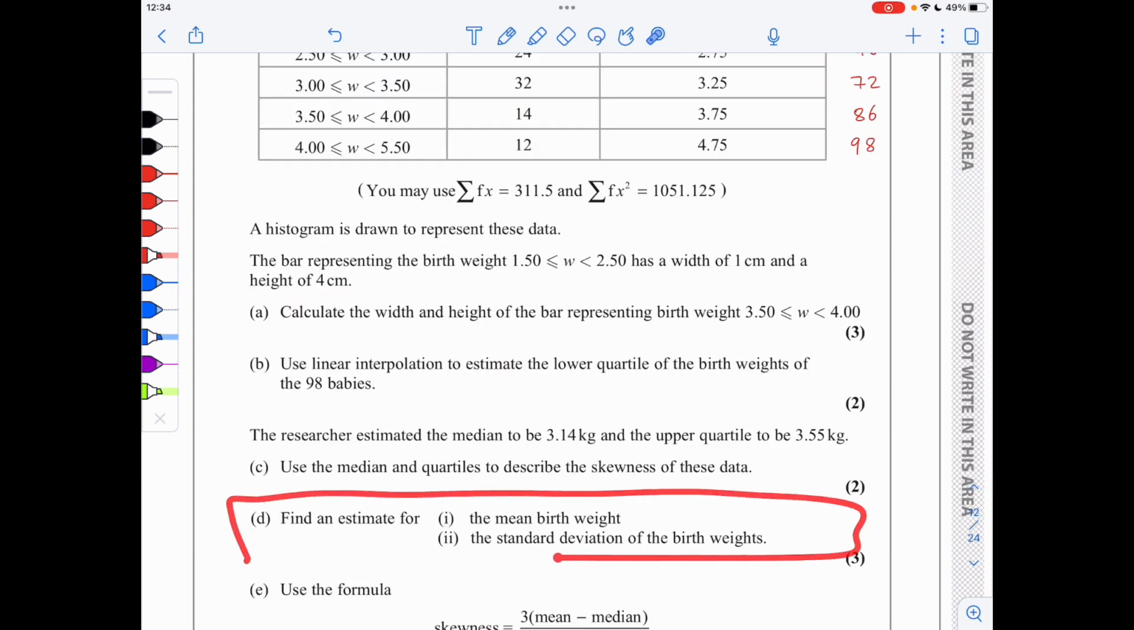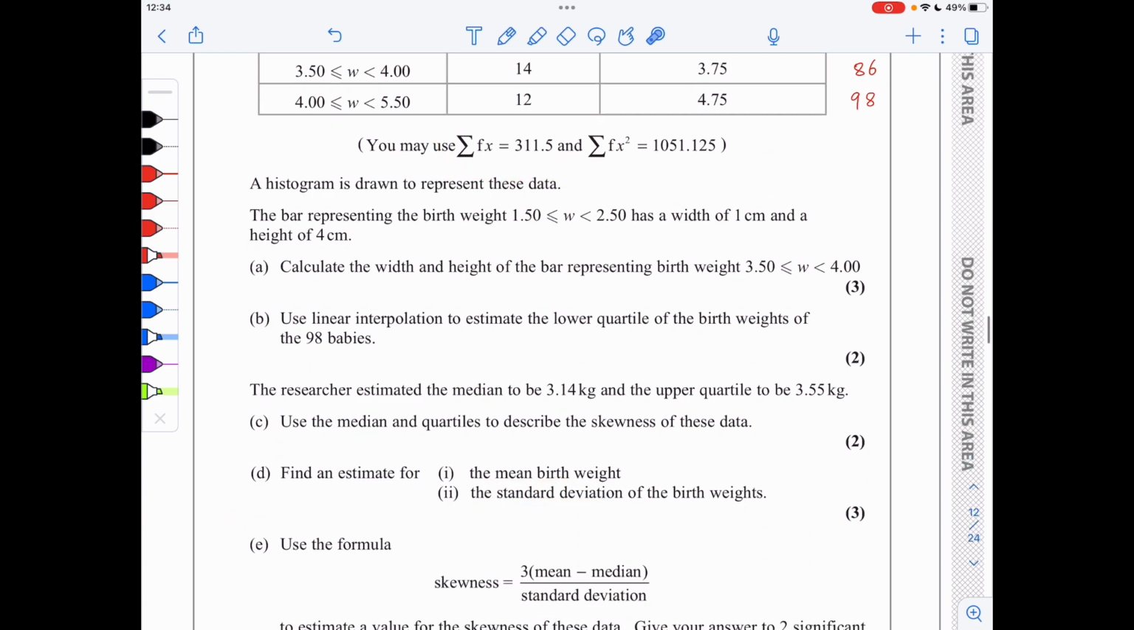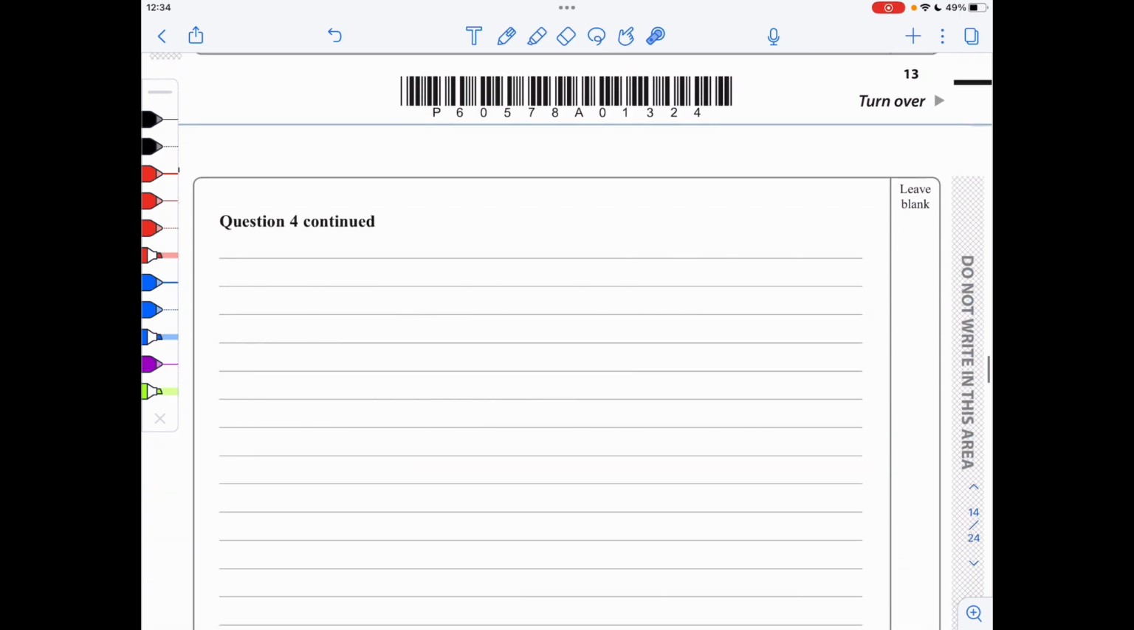In D, we need to estimate the mean and the standard deviation. We are given some information here. So we know that the mean, W bar, is given by the sum of the weights over the sum of the frequencies. So W bar is sum of FW over sum of F. This is 311.5 over 98. Which gives an answer of 3.18 kilograms.